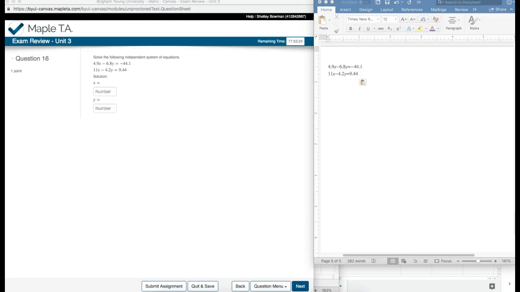Maple TA Exam Review, Unit 3, question number 16. Solve the following independent system of equations. Like the previous one, we have some decimals in here, and I have a feeling that we might end up with some repeating ones.